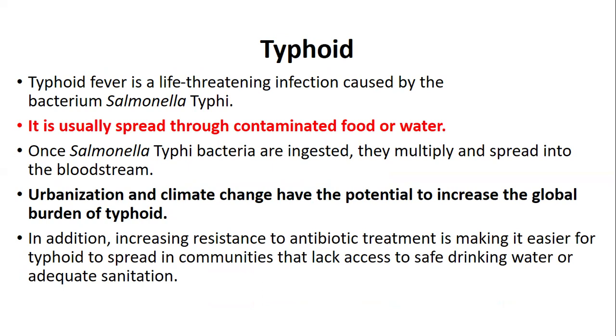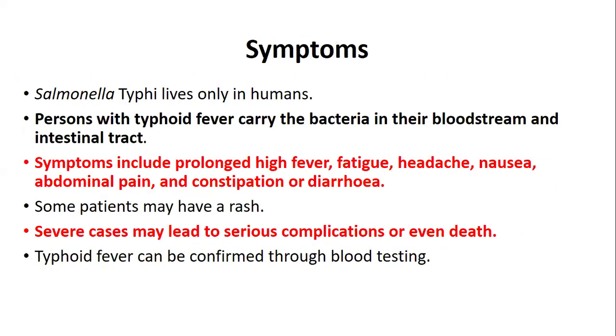All right, so this takes us to typhoid. Typhoid fever is a life-threatening infection caused by the bacterium Salmonella typhi. It is usually spread through contaminated food or water. Urbanization and climate change have the potential to increase the global burden of typhoid. We are experiencing climate change effects at the moment, so meaning we are at risk of having such kinds of infections. Persons with typhoid fever carry the bacteria in their bloodstream and the intestinal tract.